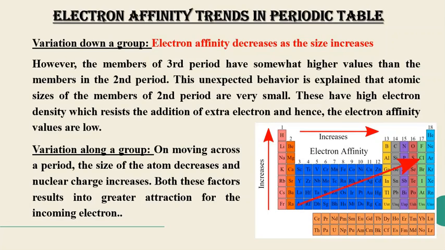This is because when we move forward, what happens? The positive charge increases and the size decreases. Positive charge in the nucleus increases and the size of the atom decreases. Both these factors result in greater attraction for the incoming electron. So when we move from left to right in a period, the electron affinity increases. Also, the electron affinity trend shows a diagonal behavior and it increases likewise.